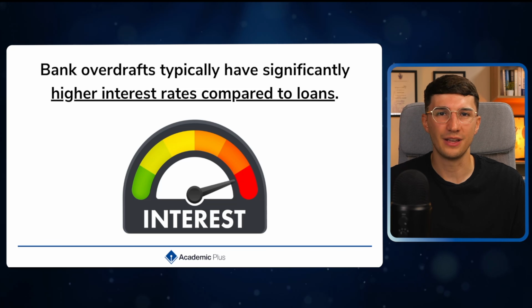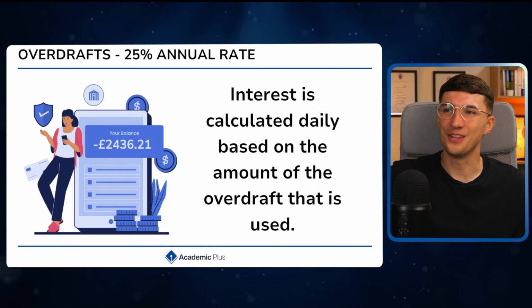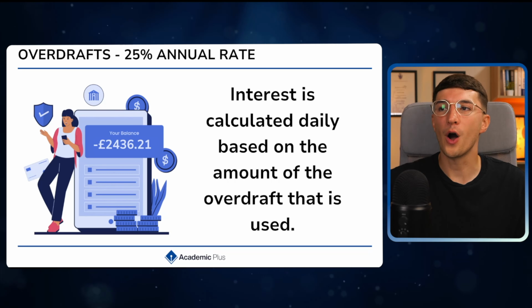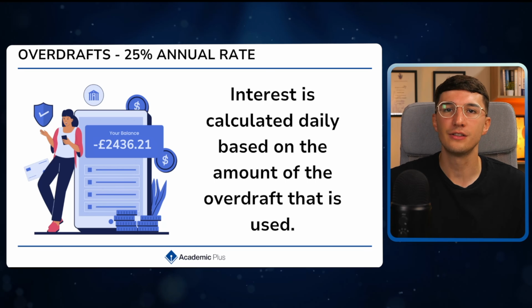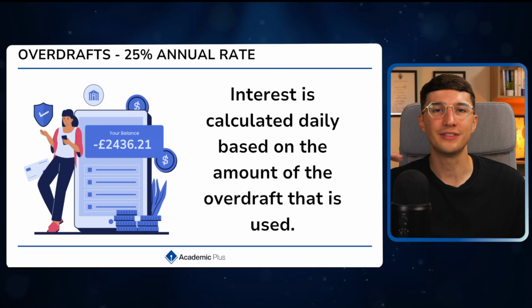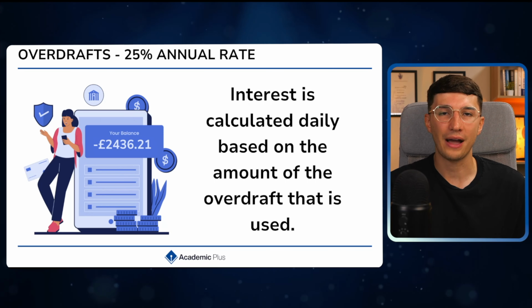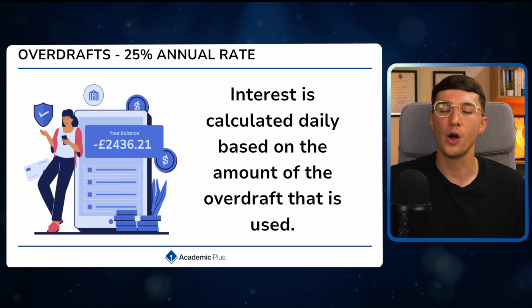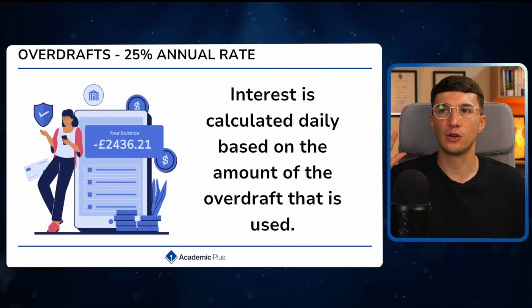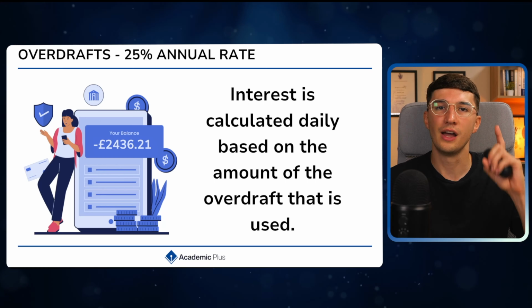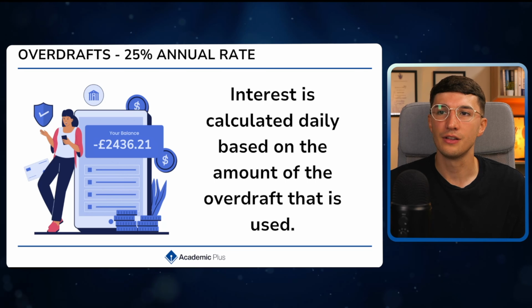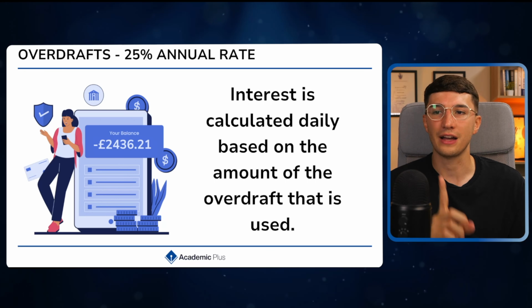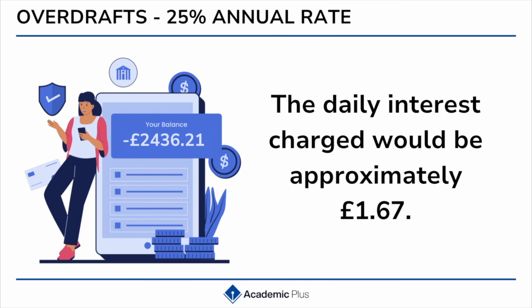So to show you an example of how this would work, let's say this is my bank account for my business and my balance is currently minus £2,436.21. The reason why I can go into the negatives is because I went to my bank provider and I asked them to set up an overdraft limit. My overdraft limit could be £5,000 to £10,000. The way our interest is calculated, it's done on a daily basis on the amount of the overdraft that is used. So the daily interest for this type of bank overdraft would be around £1.67.